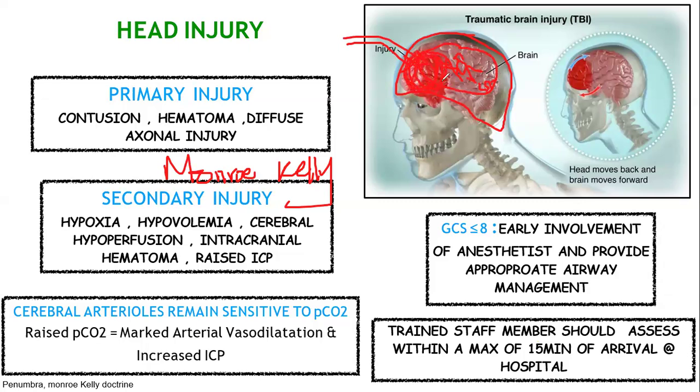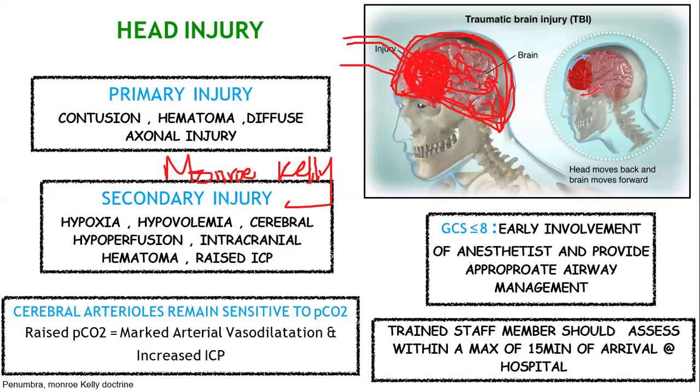So if one component is increasing, then the second component should decrease to maintain normal physiology. Here it is a closed cavity. The cavity is not accommodating this expanding hematoma. It is pushing and causing more pressure in this cavity. So what happens? ICP will further rise.